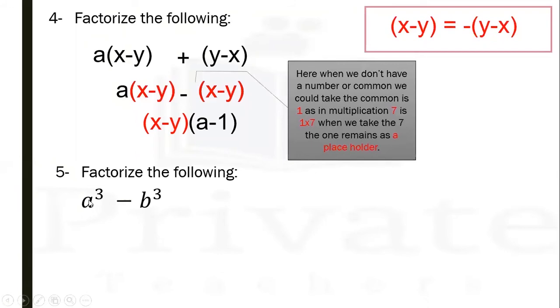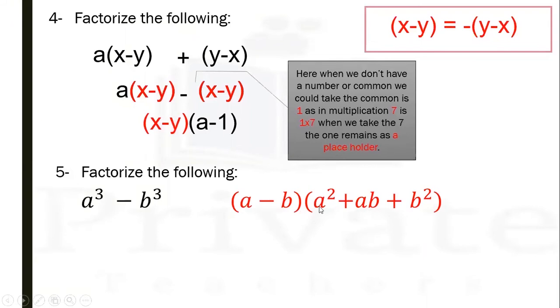Directly, it is obvious that this is a cube number, this is a cube number, and this is a minus between them. So it has a rule: we take the third root for a to the power of 3, which is a, the third root for b to the power of 3, which is b. We take the similar sign here, the sign is minus. Therefore, we are going to write the sign here is minus.